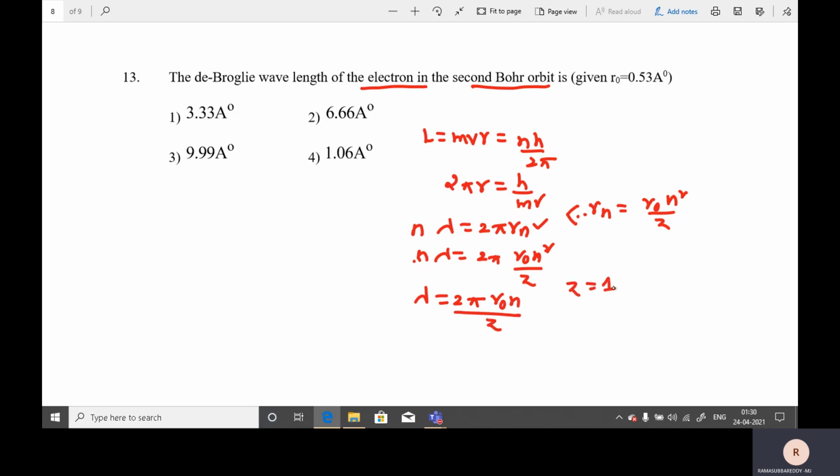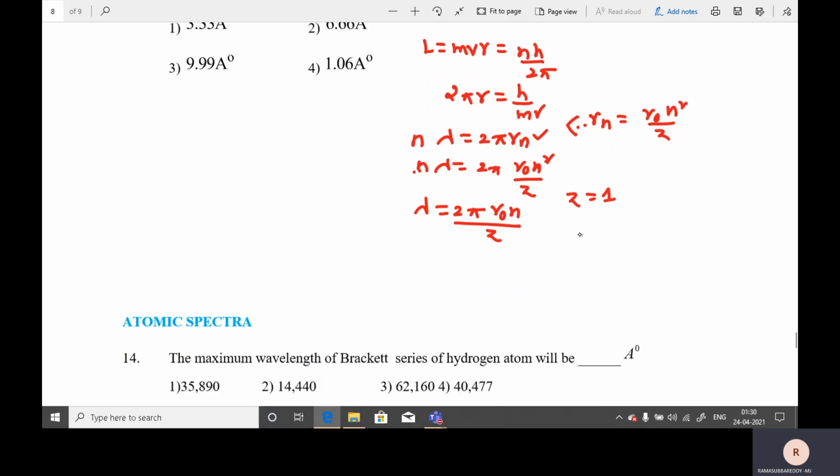So for hydrogen, z is equal to 1 and the R0 value is 0.53 angstroms. Substitute here, lambda is equal to 2 pi, but here our n is equal to what?